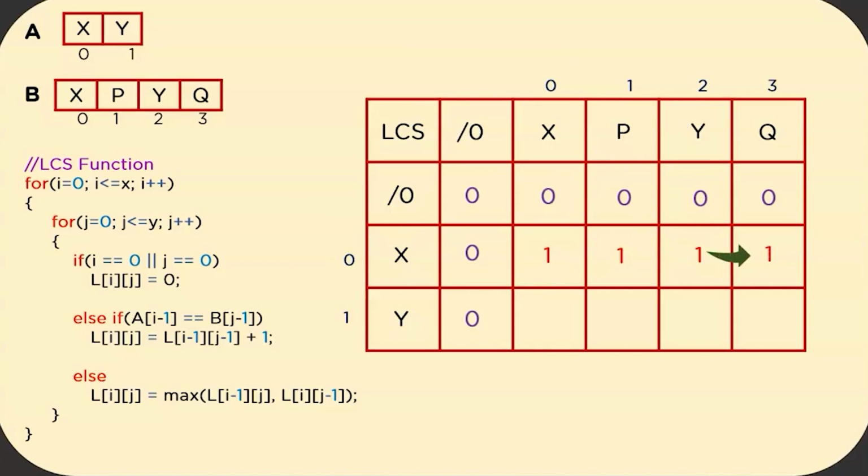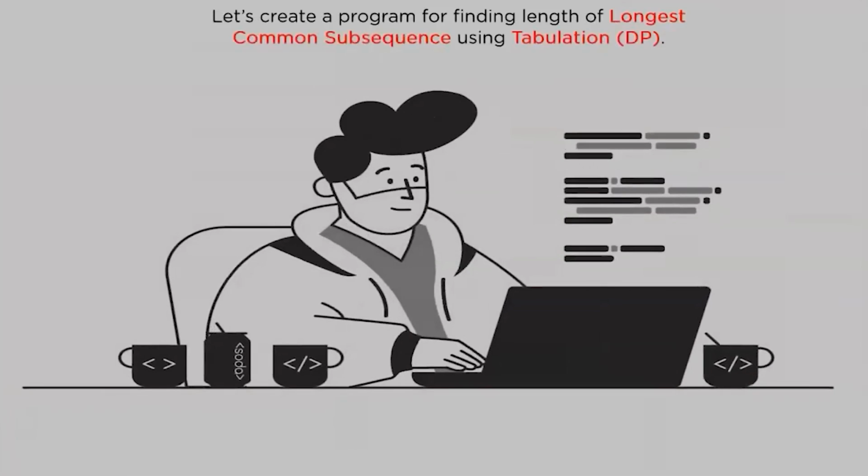Now moving forward, we'll move towards the Y row. Here, for both X and P, the values will remain 1 as we don't have the character match. But for the next field, we'll have a match. Hence, we'll add 1 to the diagonal field. The value for this particular field will become 2 now. For the last field, the value 2 will get continued as it is the highest compared to the other field. And you can see that we have found the accurate result here, which is 2. I hope this tabulation logic is clear to all of you, because moving forward, we'll develop a C program for the same.